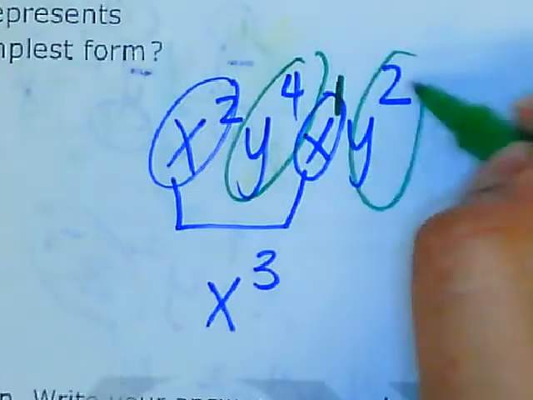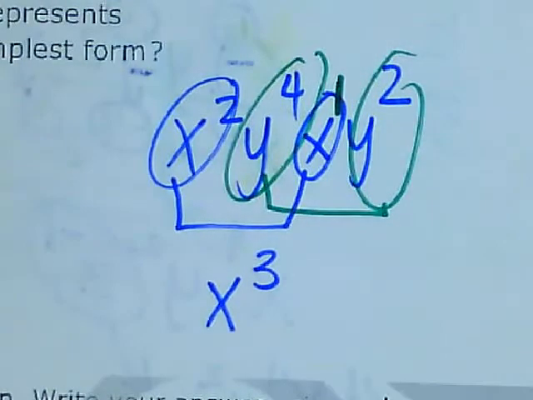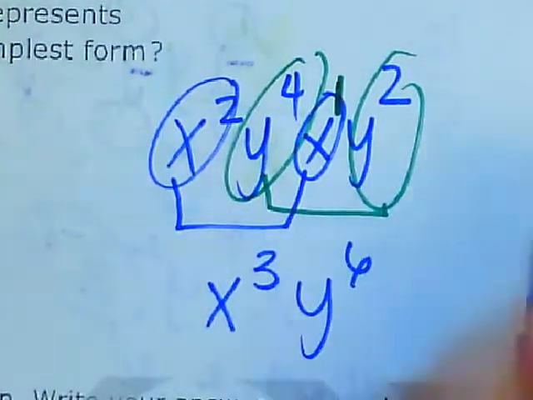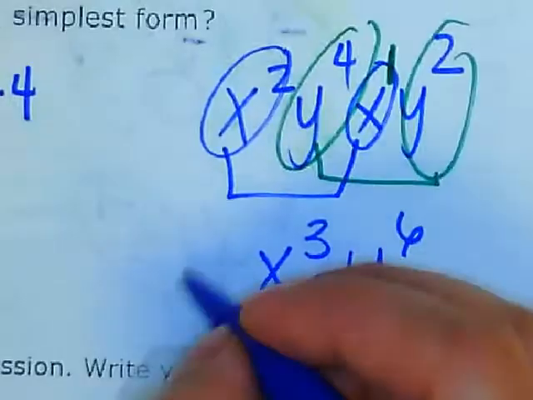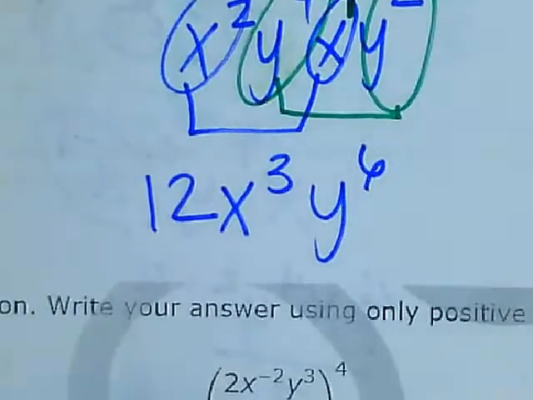Okay, these two are y's. So I have the same base. I'm going to add the exponents. So y to the 6th. When I multiply 3 times 4, it gives me 12. And that would be the answer.